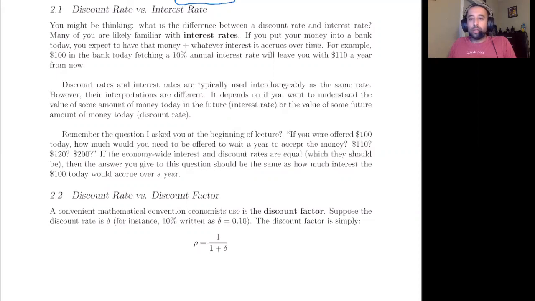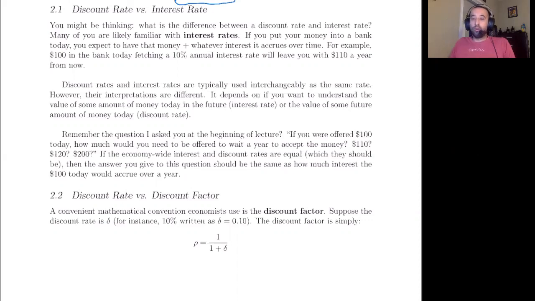So how do we think about discount rates in this context? The discount rate and the interest rate are typically used interchangeably as the same rate itself, but their interpretations are different. It depends primarily on how you want to understand the value of some amount of money today in the future, that would be the case of the interest rate, or the value of some future amount of money today, that would be the case of the discount rate.